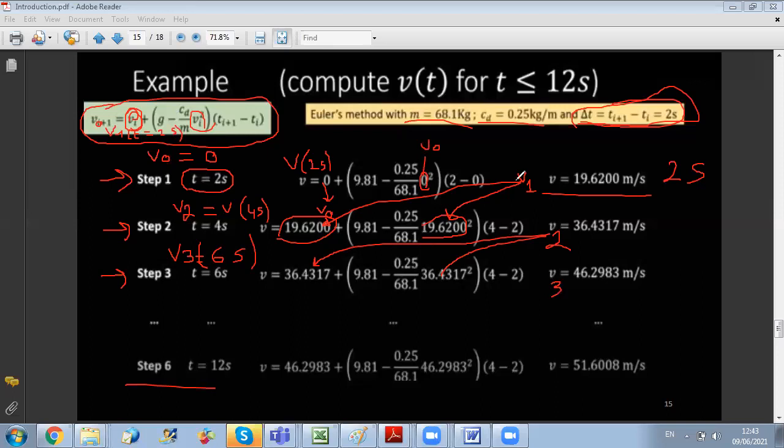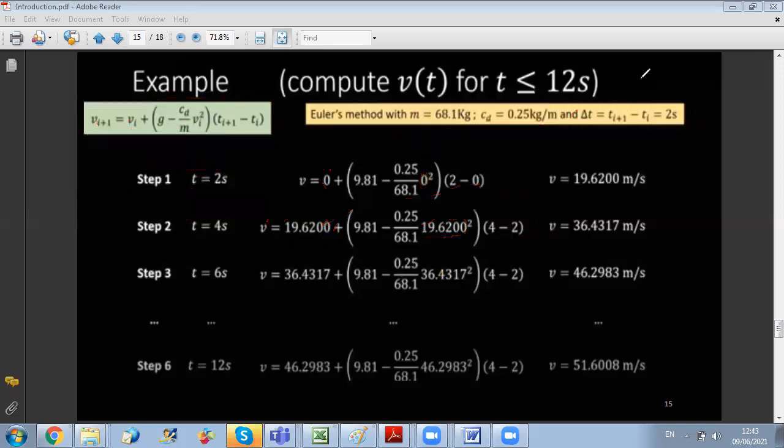So I am interested here in drawing a velocity variation between 0 and 12 seconds. So if I choose delta t equal to 2 seconds, I will need to do calculation at 6 points. At t equal 2, at t equal 4, t equals 6, t equals 8 seconds, and t equals 10 seconds, and t equals 12. So I end up with 6 calculations.